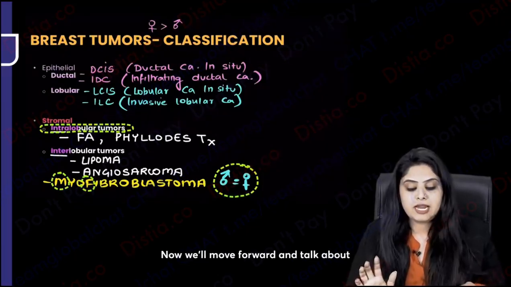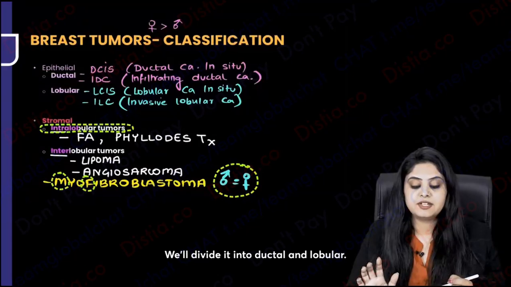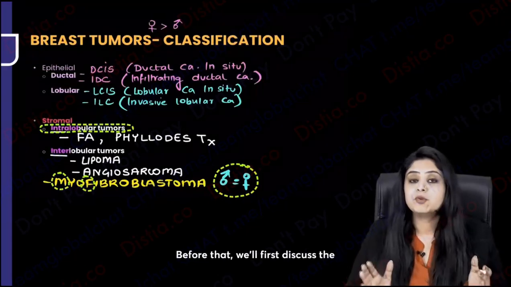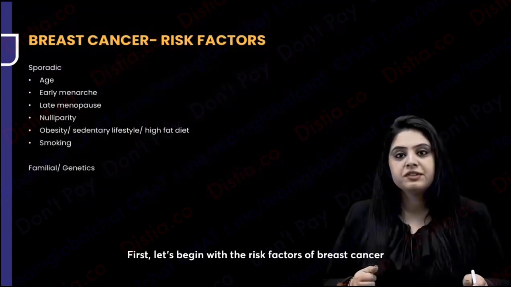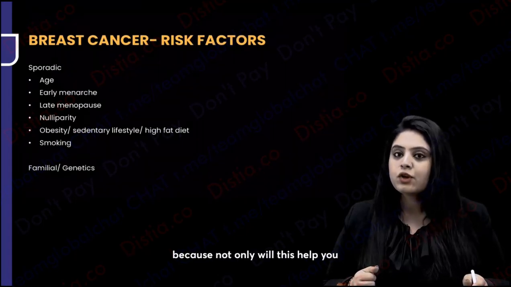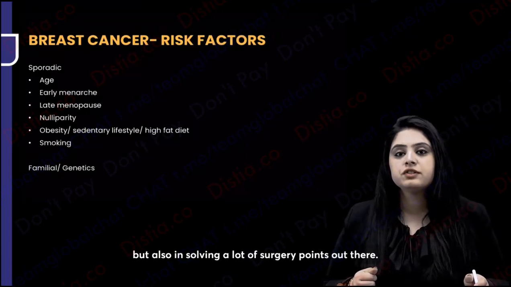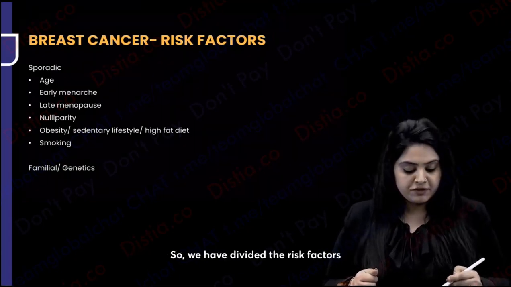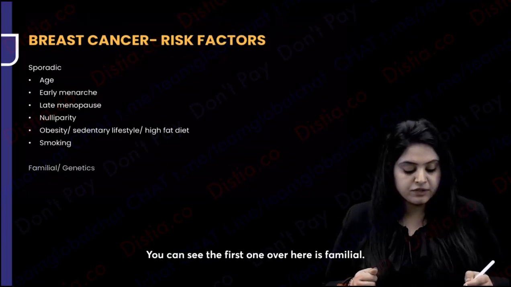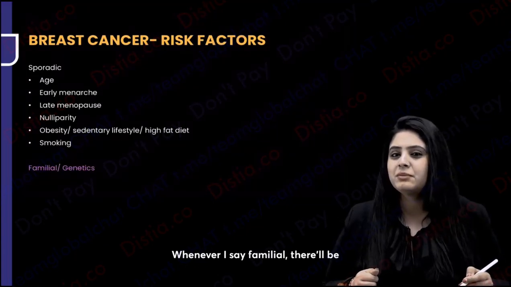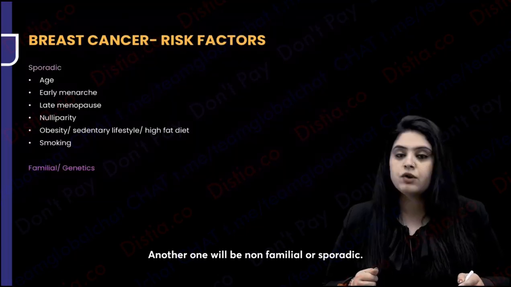Now we'll move forward and talk about the different breast tumors coming under the epithelial categories. We'll divide it into ductal and lobular. Before that, we'll first discuss the risk factors and the genetics. First, let's begin with the risk factors of breast cancer, because not only will this help you in your pathology questions, but also in solving a lot of surgery points out there. So we've divided the risk factors into two categories. You can see the first one over here is familial. Whenever I say familial, there'll be a lot of genetics involved. Another one will be non-familial or sporadic.